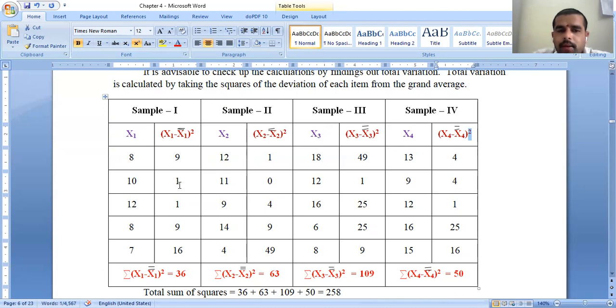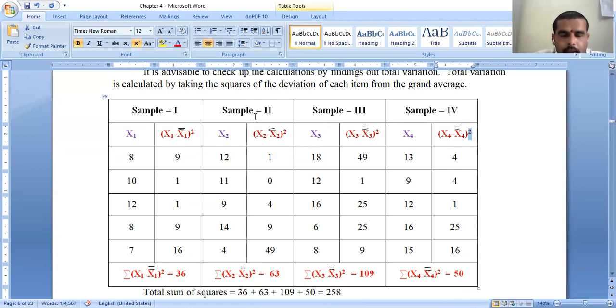10 minus 11, 1 square. Sorry, 1 square is 1 only. 12 minus 11, 1 square 1. 8 minus 11 is 3, 3 square 9. 7 minus 11 is 4, 4 square 16. You got 36. Again the same procedure applies for sample 2 also, that is 63, 109, 50.